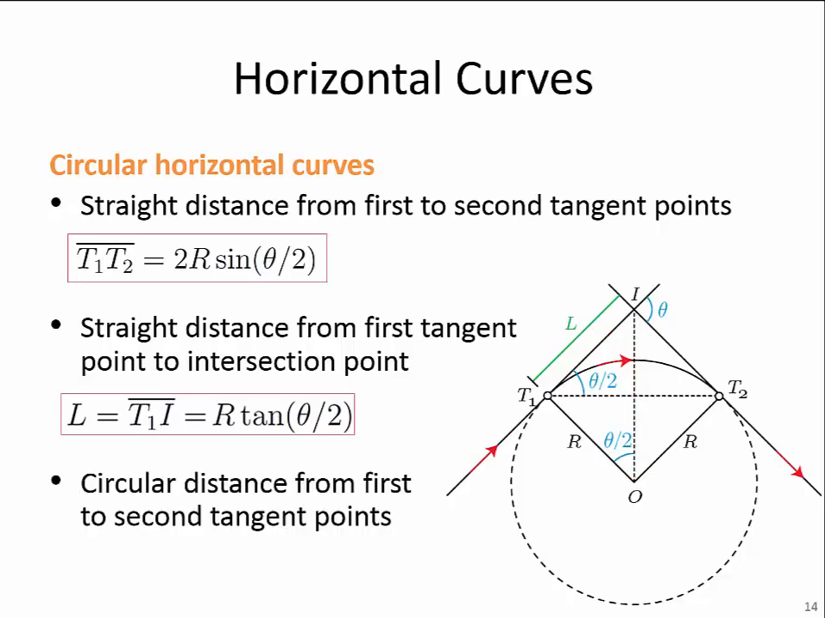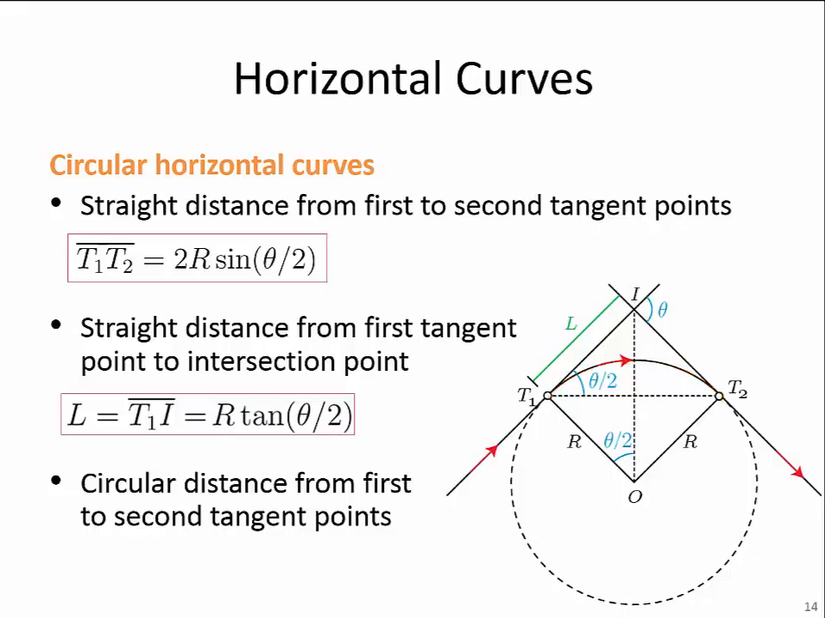And finally, the circular distance from the first to second tangent point. So what we're interested in is the length of this curve, and this is useful because you want to know the total distance of the curve. For example, for curbstones, you need to be able to calculate how many curbstones you need to cover that distance, and also what the change is going to be of the road itself.